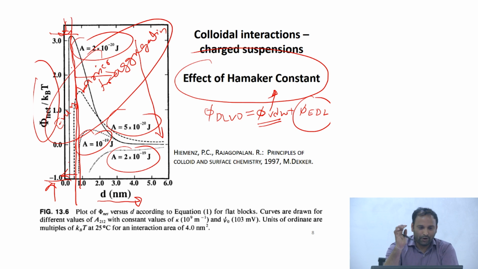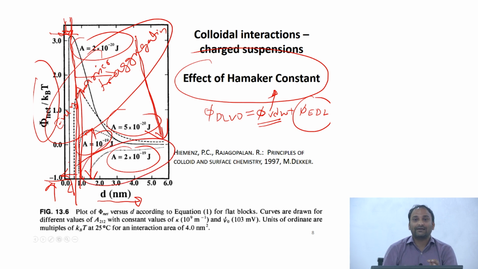Look at the energy barrier. The energy barrier is this in the case of a Hamaker constant of 2.2 into 10 power minus 20 J. I have increased the Hamaker constant further, and it becomes a little smaller. Basically I am playing with this barrier. I am reducing the barrier by increasing the Hamaker constant, and what that leads to is at some point your interaction becomes completely attractive.